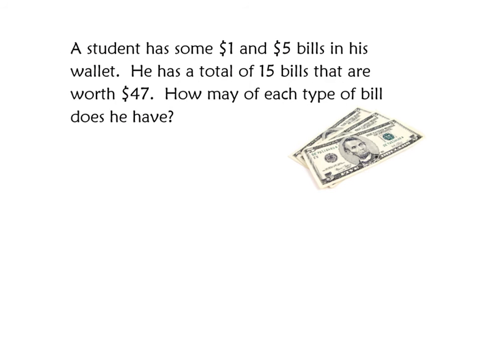This next example is really similar to the last one. It says a student has some $1 and $5 bills in his wallet. He has a total of 15 bills that are worth $47. How many of each type of bill does he have? So go ahead and take a couple seconds to write your two equations and also figure out what method you would use to solve. So pause the video, attempt this one, and then we'll check in and see how you did.